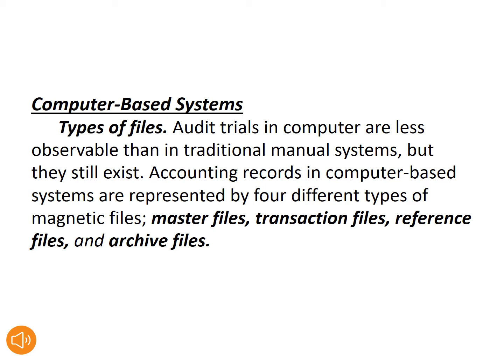Accounting records in computer-based system are represented by four different types of magnetic files. First, master files. Second, transaction files. Third, reference files. And fourth, archive files. Yun nga, yung manual system, nag-exist pa din pero kadalasan na lang ito sa mga maliliit na business enterprise. And ayun nga, yung master file.